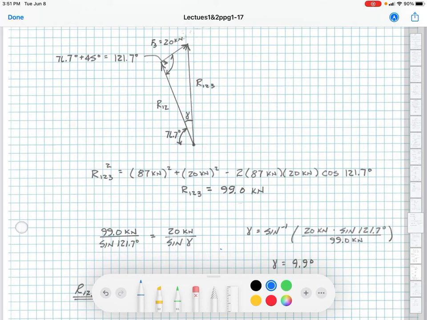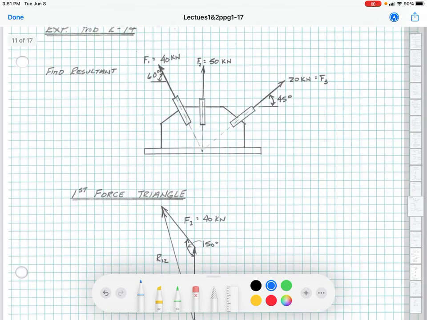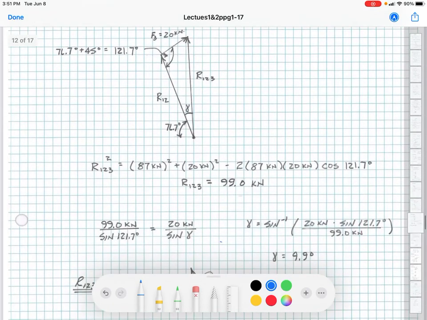So that's good. Now we come over here. We know that F3, based on our original drawing up here, is 45 degrees from the horizontal. So we have 45 degrees plus the 76.7, so the whole angle is 76.7 plus 45. Now we have that included angle of 121.7.